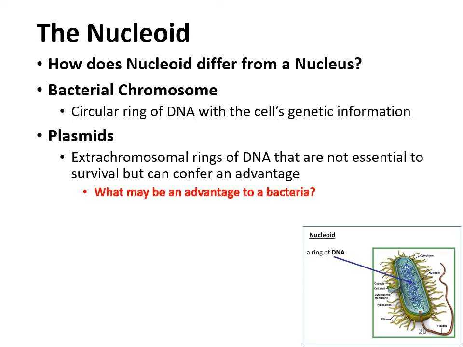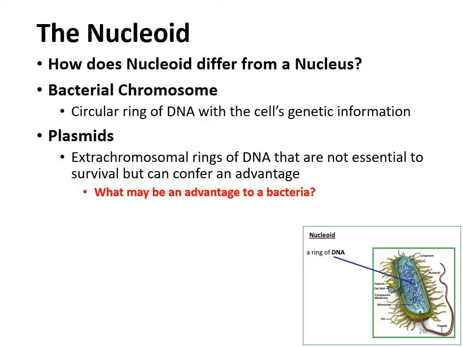Another internal structure of bacteria is the nucleoid, because remember, what did we say about bacteria? They're prokaryotes. That means that they do not have a nucleus. Instead, they have a nucleoid, which will resemble the nucleus, meaning it has DNA in it, but it has no nuclear membrane. Within the nucleoid, you'll find the bacterial chromosome, which is a big circular ring of DNA that has all of the cell's genes that are critical to its life functions.